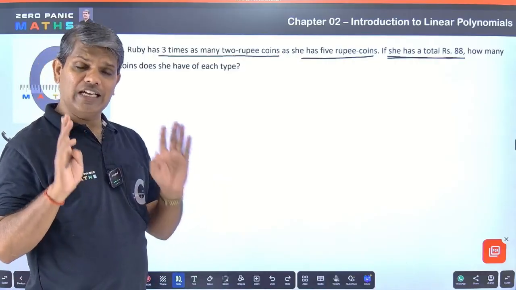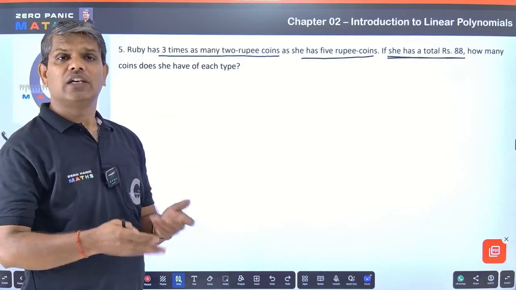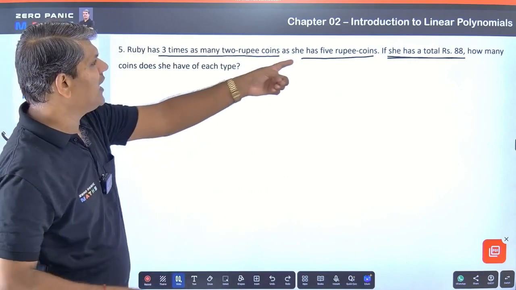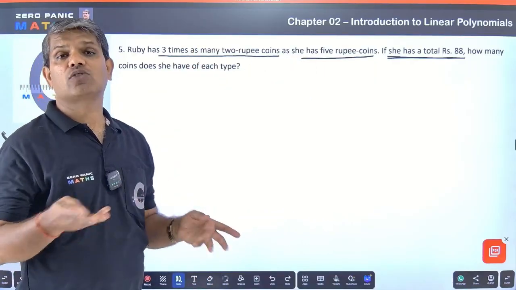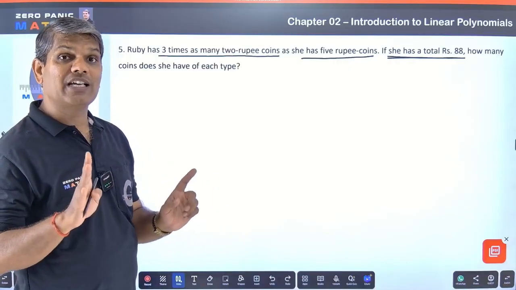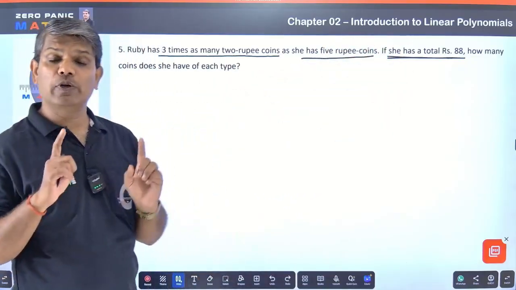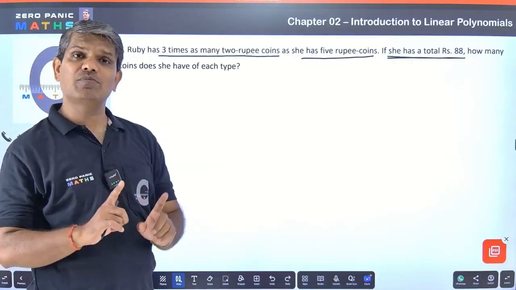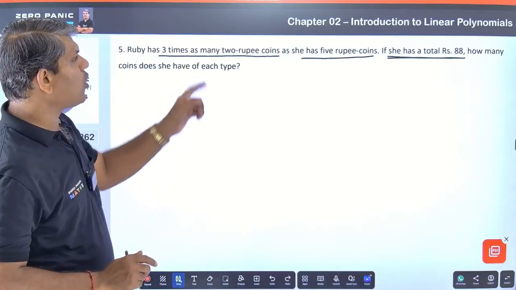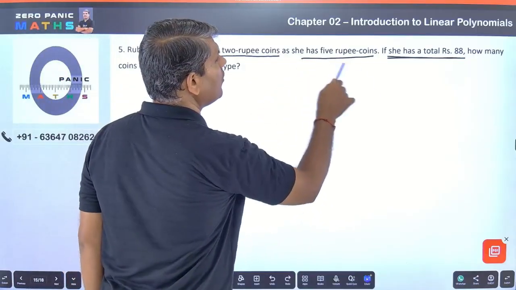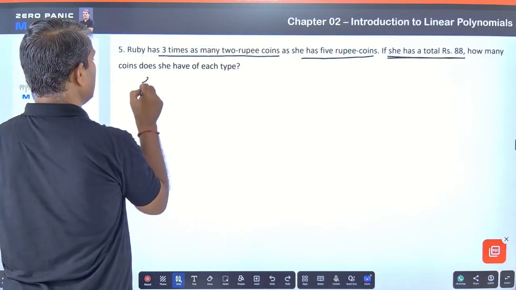Remember and listen to me carefully, in such a problem this can be resolved in different ways. You can consider x as 5 rupee coins and y as 2 rupee coins, and you can solve for x and y. That is also possible. But since we are discussing these problems in relation to linear polynomials, we should always be thinking of these problems in terms of one variable only, not two variables. You're getting it right? So in this problem also, we have to consider it as a linear polynomial only. Okay, now let us do it quickly.